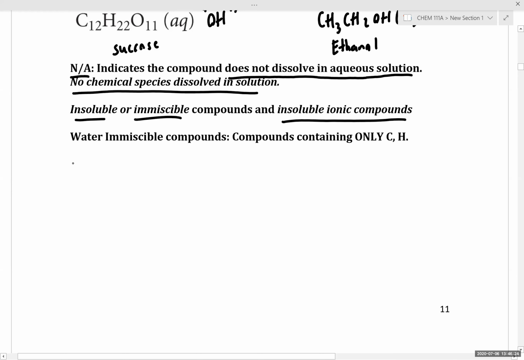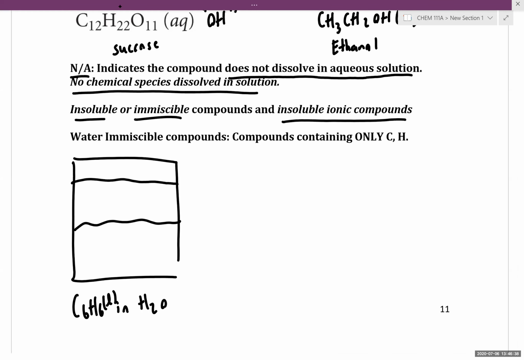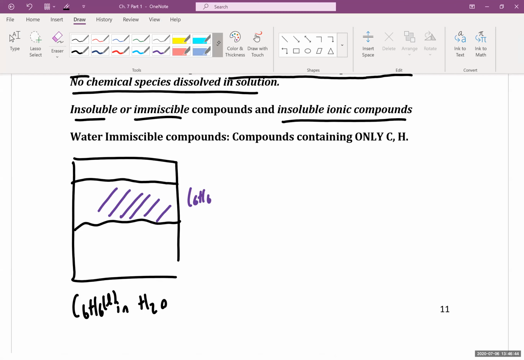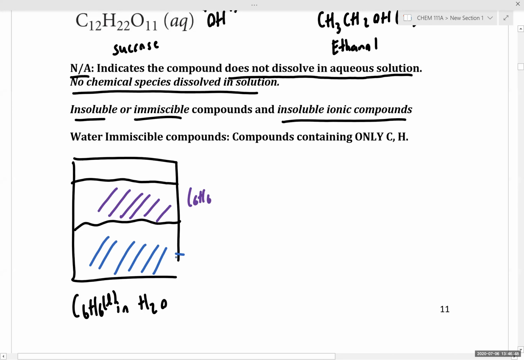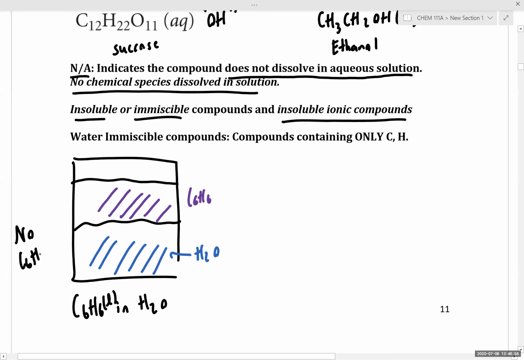So examples of this would include, for example, if you have benzene, C6H6, in water, benzene is an immiscible liquid. So we'd see a clear dividing line, we'd be able to see our benzene, which is C6H6, and water, and these are immiscible liquids. So there's nothing even dissolved in water. There's no C6H6 dissolved. So it wouldn't really be appropriate to call it a non-electrolyte. It's not even dissolved. There's no reason to call it non-electrolyte because non-electrolytes have to actually be soluble in water.